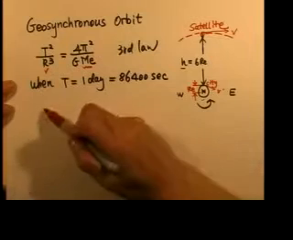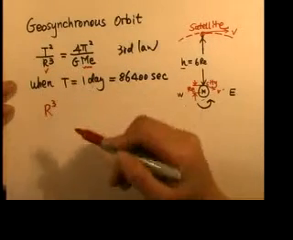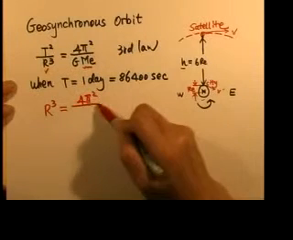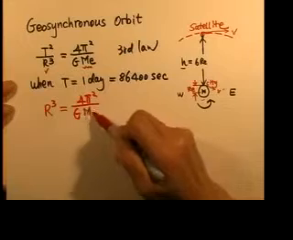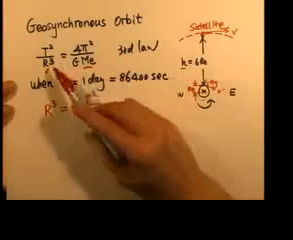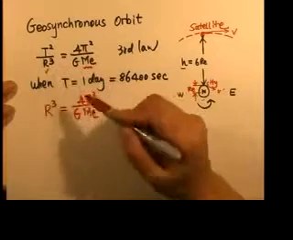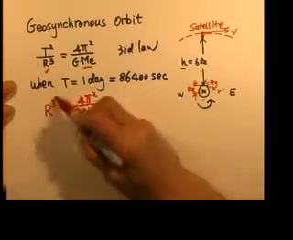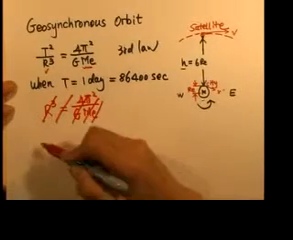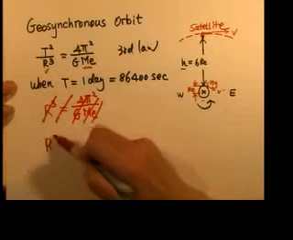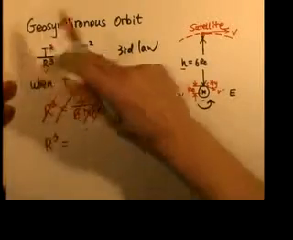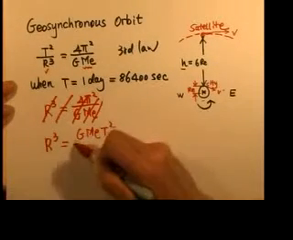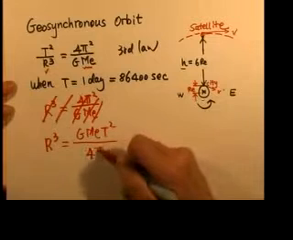Right now, if we are interested in this R, we need to place everything else on the other side. Okay, let's say that we are interested in R, so this goes here, and then we have G M E T squared on the numerator and 4 pi squared on the denominator.